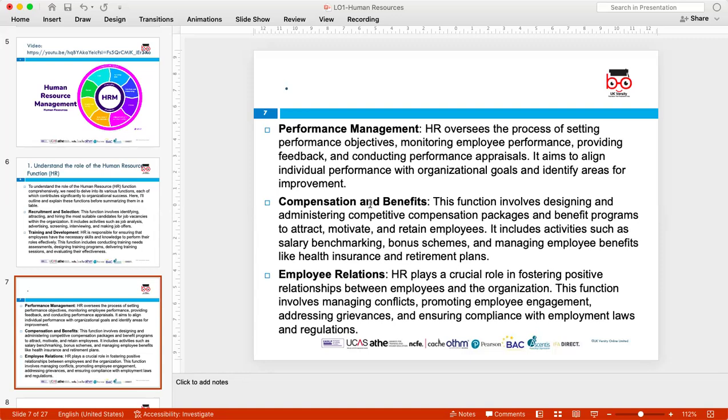Employee relationship. HR plays a crucial role in fostering positive relationships between employees and the organization. This function involves managing conflicts, promoting employee engagement, addressing grievances, and ensuring compliance with employment laws and regulations. So let me give you an example. HR at a small family-owned business helps resolve a dispute between two employees by facilitating a meeting where they can talk about their issues and find a solution. So it is more of a conflict resolution.